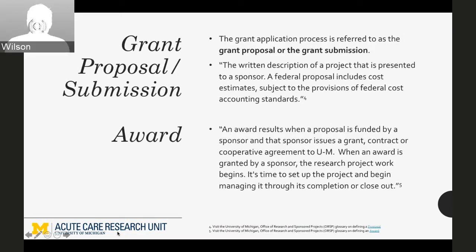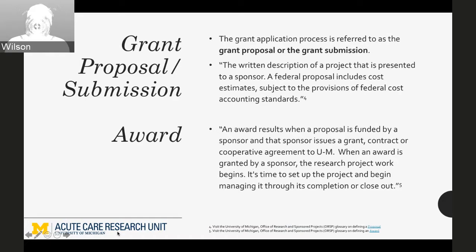Now that we've briefly discussed the grant writing process as well as what a grant, contract, or an agreement are, let's take a look at the grant proposal and submission. The grant application process is referred to as the grant proposal or the grant submission. This is a written description of a project that is presented to a sponsor. In addition, a federal proposal may include cost estimates, subject to the provisions of federal cost accounting standards.